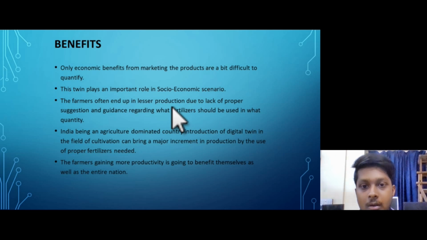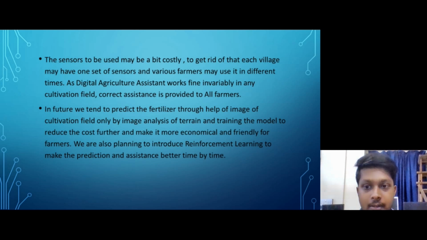We all know India is mostly an agriculture-based country. The farmers often end up with lesser production due to lack of proper suggestion and guidance regarding what fertilizers they should use based on the soil condition of the cultivation field. So this digital twin, providing accurate consultancy and assistance as well as suggestions to the farmers, is going to benefit themselves as well as the entire nation.